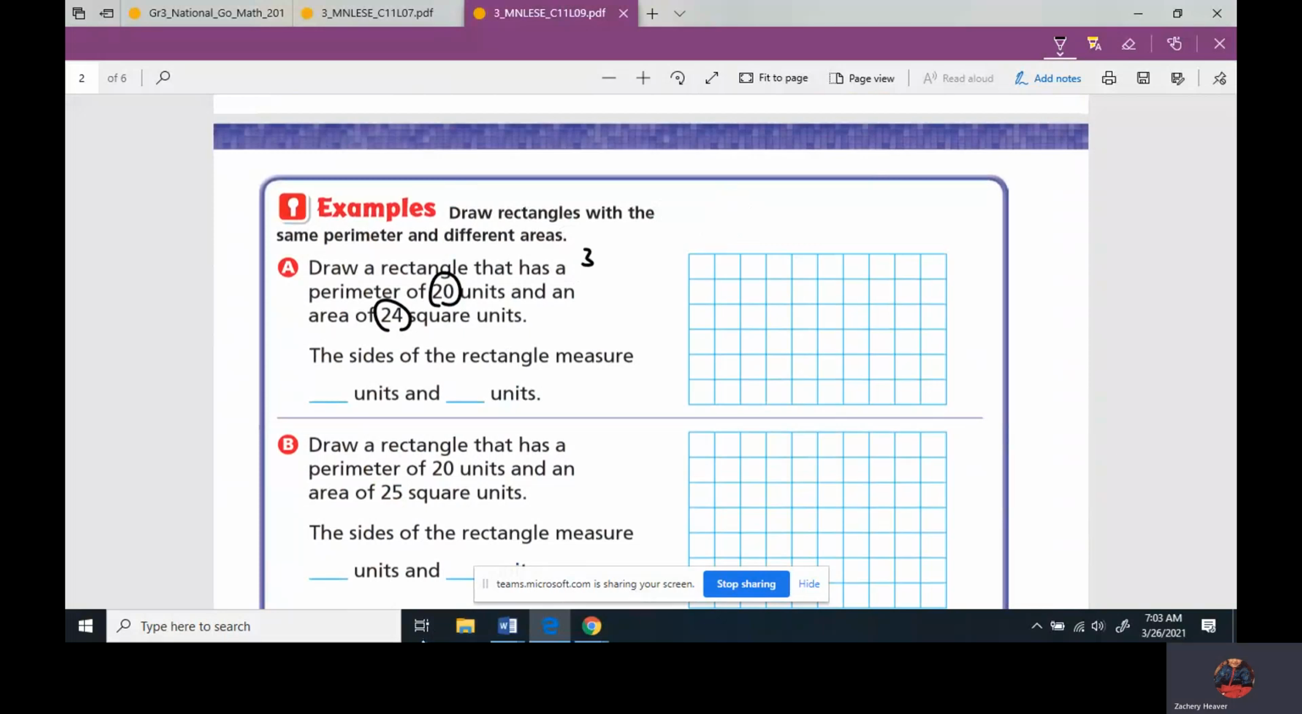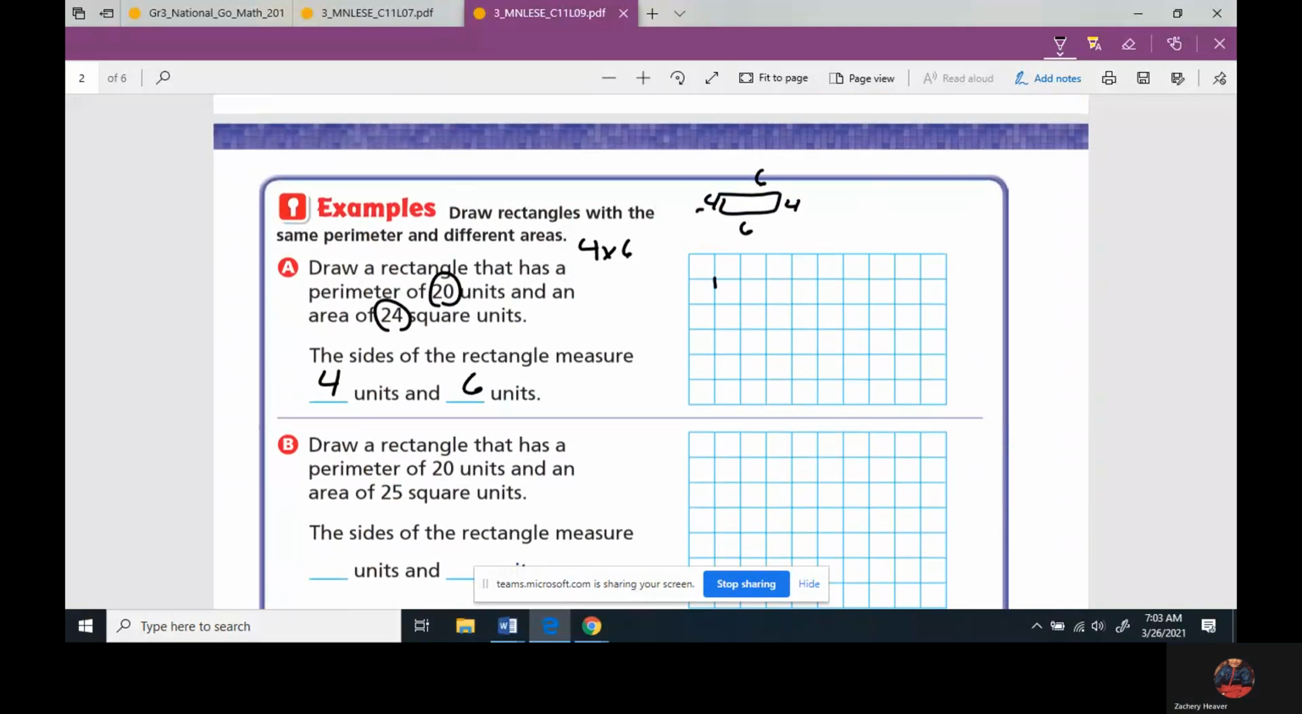Now we have 3 and 8. 8 plus 8 is 16, and 3 plus 3 equals 6. That's 22. That's still too much. Let's try 4 and 6. So we have 4, 4, 6, 6. 6 and 4 make 10. 6 and 4 make 10. 10 and 10 make 20. So we're going to have to make one that is 4 units and 6 units.